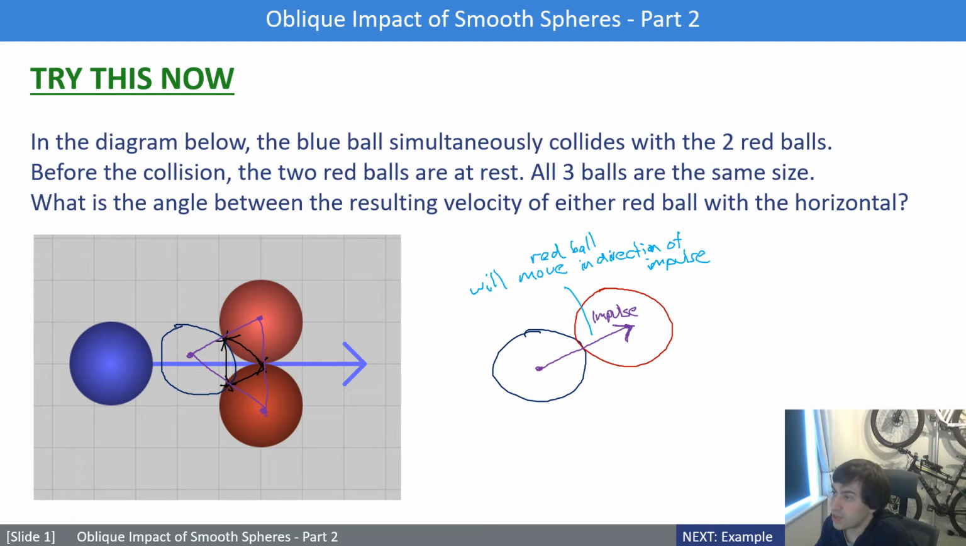So then finally, we just need to think, what is the angle? Well, because we said it was an equilateral triangle, if we mark on that other line there, that's 60 degrees.